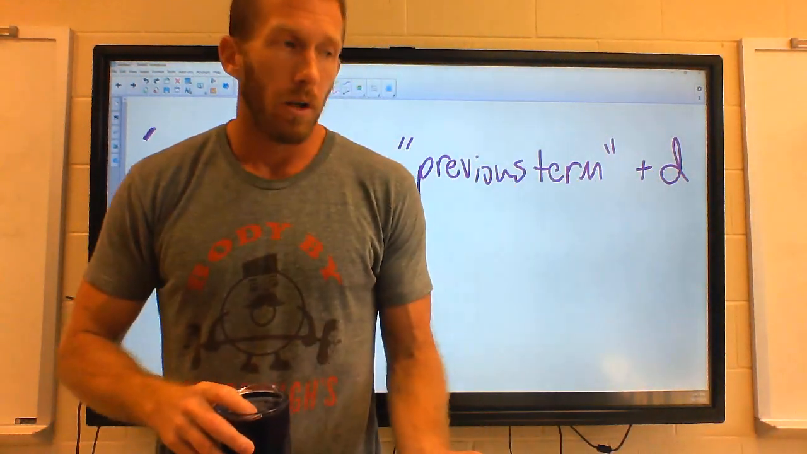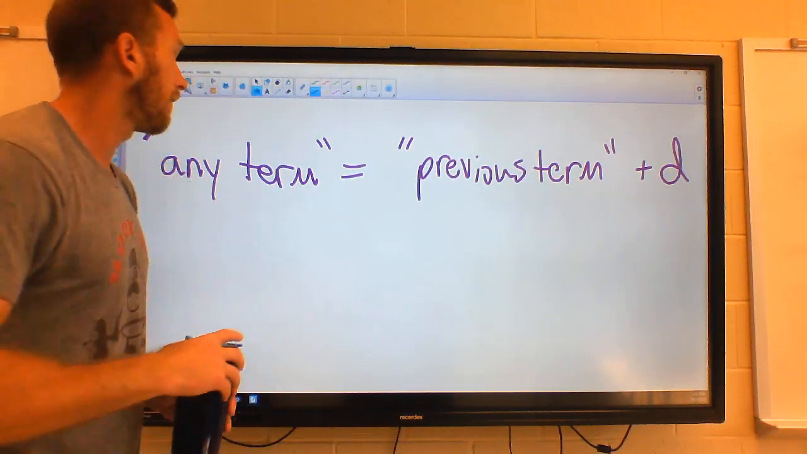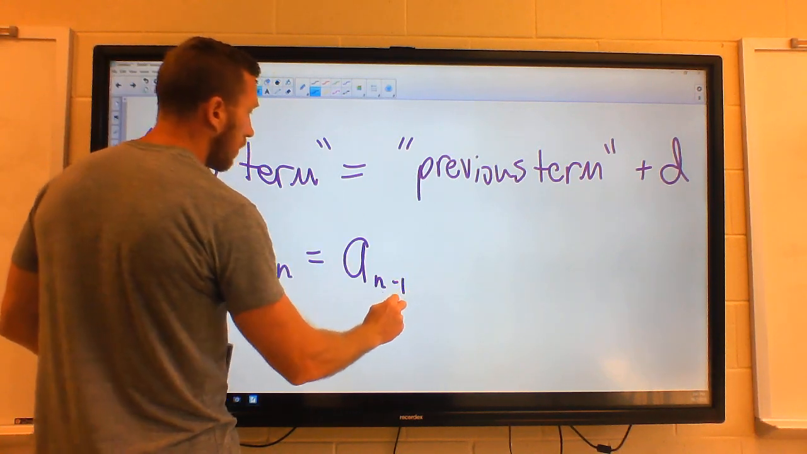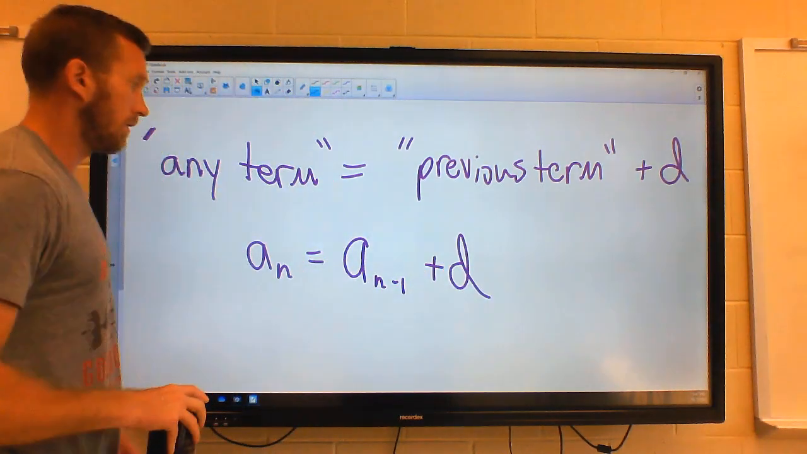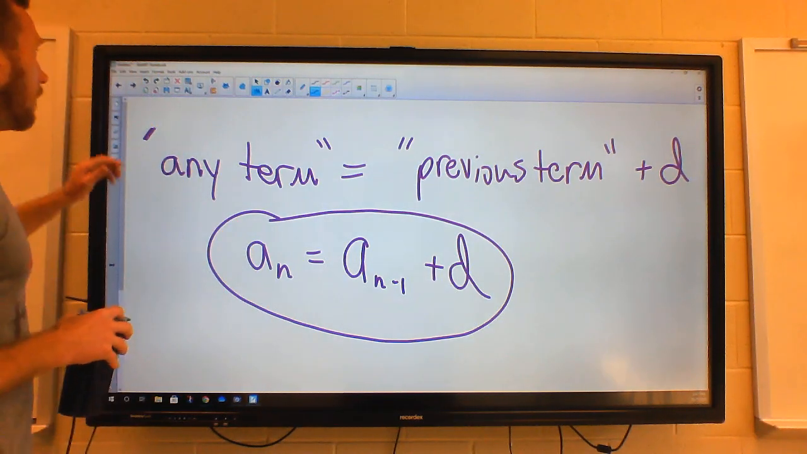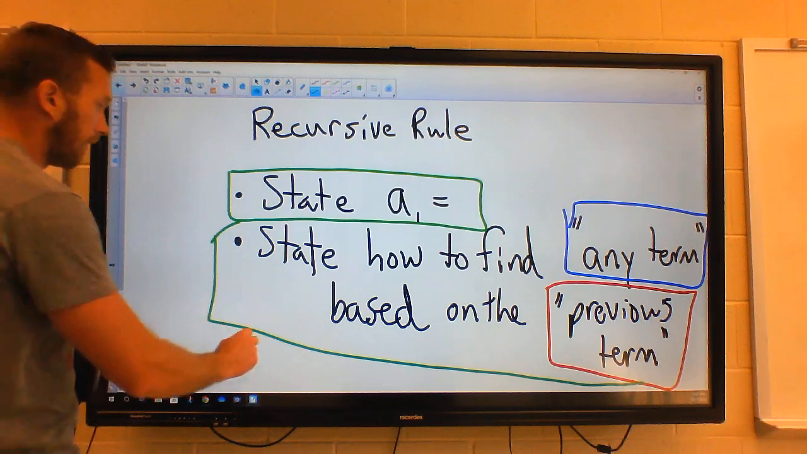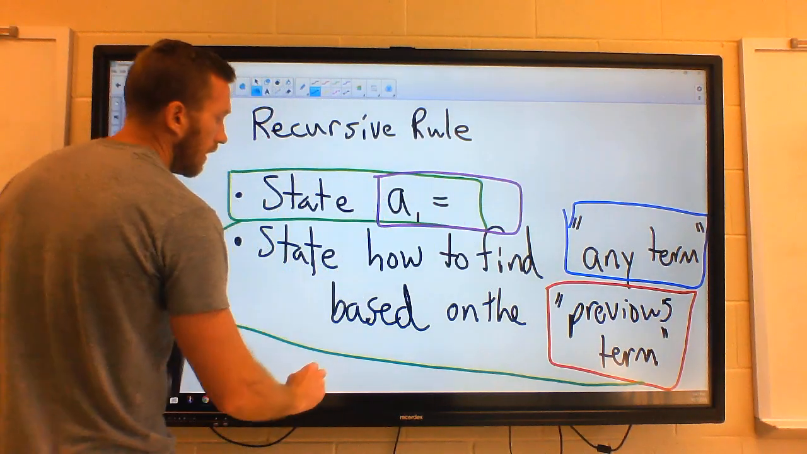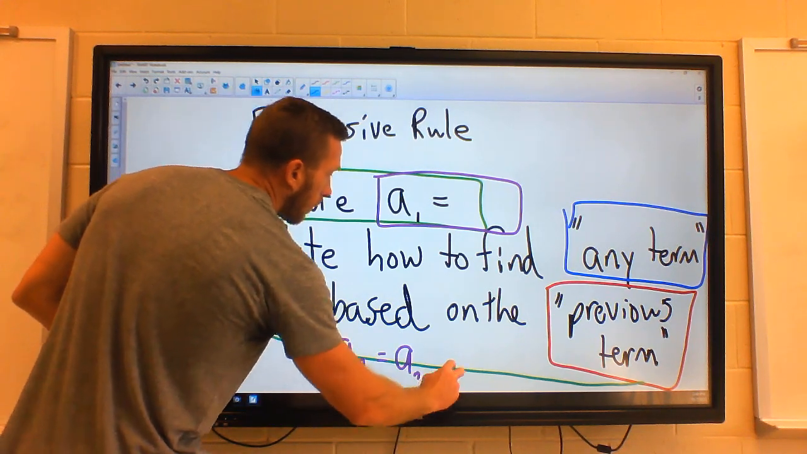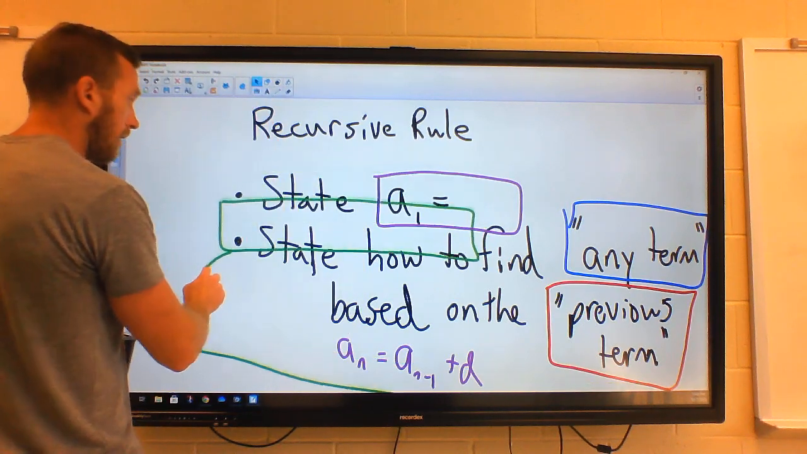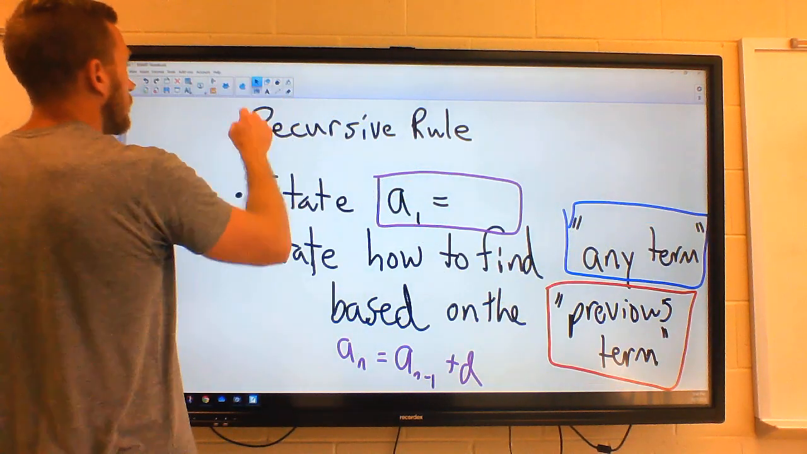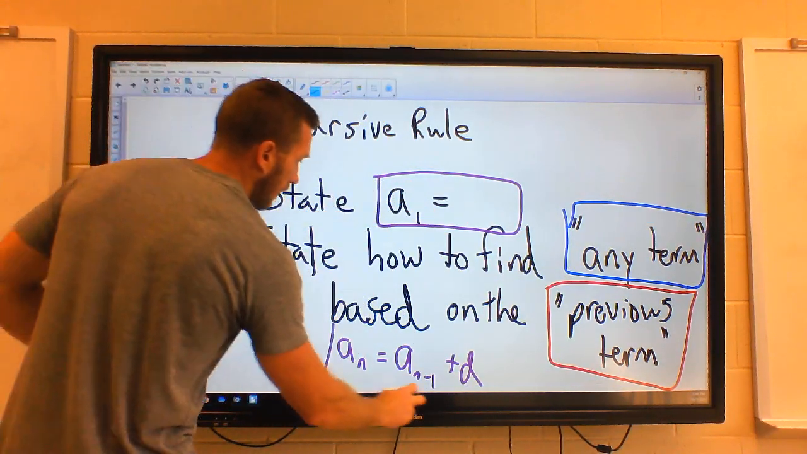If I want to find the 7th term, I know it's the 6th term plus the common difference. Well, what is this? An equals a(n-1) plus our common difference. That is the second part of our recursive rule. So I'm just going to copy that right here. So we're going to state what A1 equals, and then we're going to state An equals a(n-1) plus our common difference. Let me get some of this out of the way. So you have to have this stated, and then you're stating this.